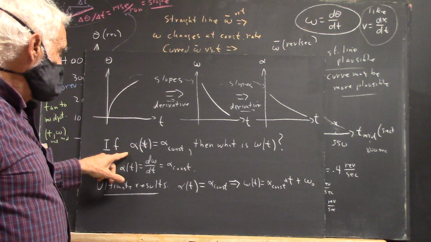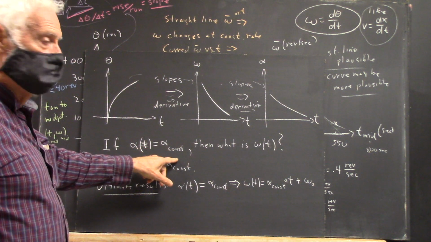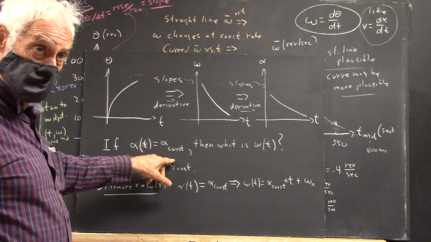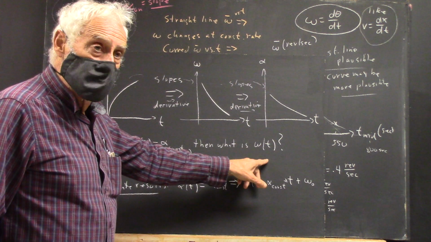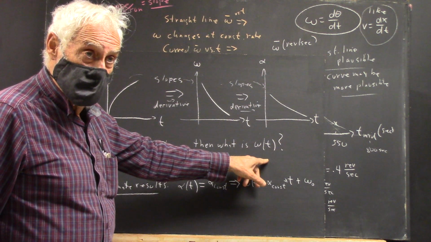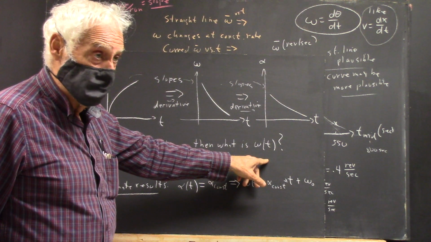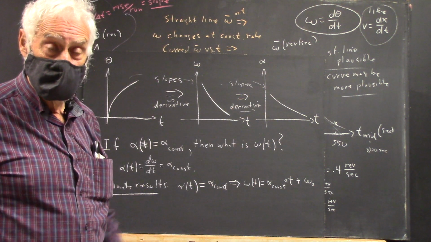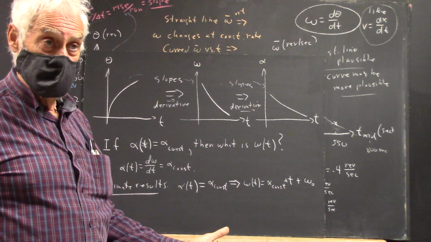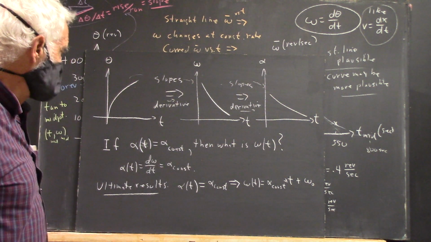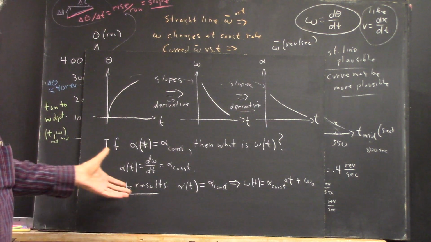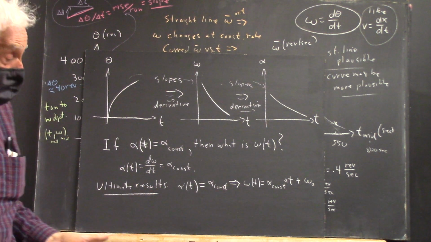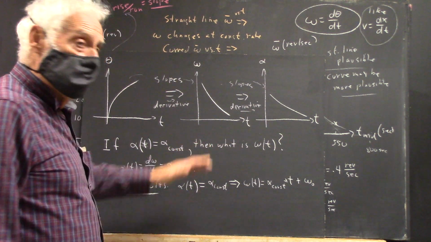Now at this point, I could say if alpha of t is alpha constant, some constant value, some number that doesn't change, then the question is what's omega of t? Now we can't dive into that question because one person at least is taking calculus concurrently. So we're going to wait a few weeks until we get a few rules for derivatives. And these are the first rules you're going to get, and you're going to get them pretty soon. Okay? We're going to wait for you to get those.